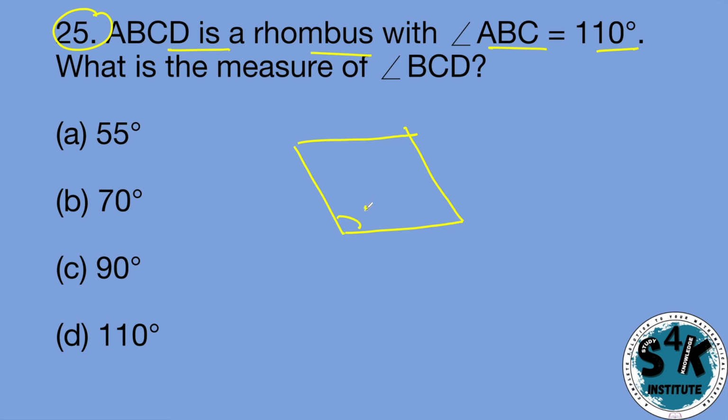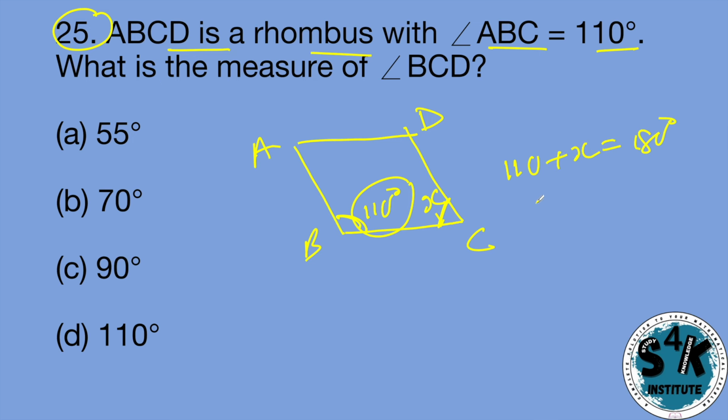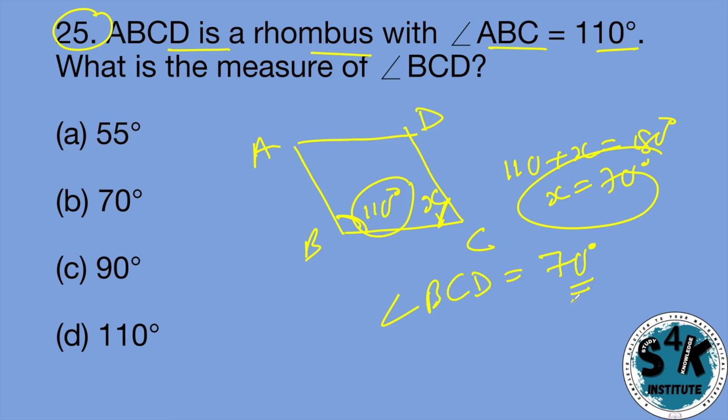Okay, this is 110 degree and A, B, C, D. Now this is 110 degree, they have asked for this angle, so 110 plus this angle should be 180 degree because they are co-interior angles, because AB and CD are parallel lines, so x will be 70 degree. So angle BCD will be 70 degree.